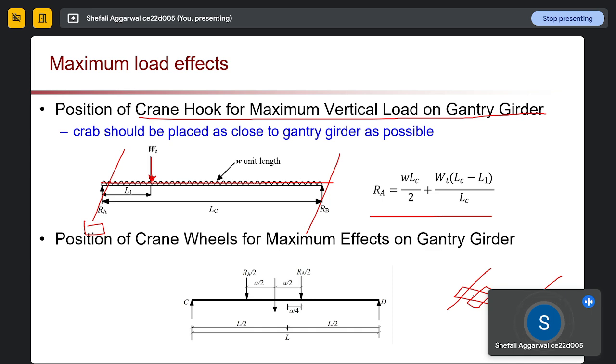So the first step is designing the position of our trolley. The trolley should be as close to the gantry girder as possible. Second thing is designing the crane wheels. These four will be our crane wheels: 1, 2, 3, 4. If we imagine one gantry girder, where should our crane wheels be so that we get the maximum effect on our gantry girder? This is the position of our crane wheels. Then we will calculate the reactions on C and D, the bending moment, shear force, everything.